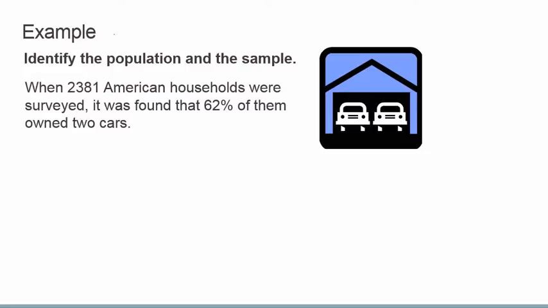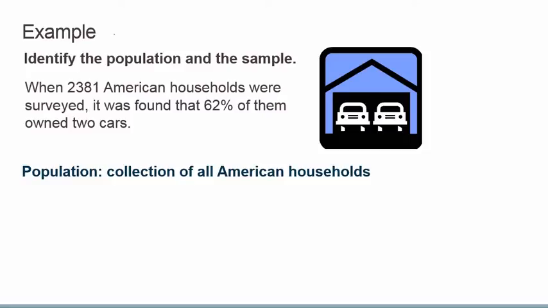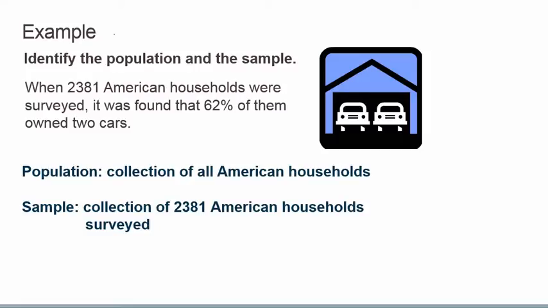In this example, identify the population and the sample. When 2,381 American households were surveyed, it was found that 62% of them owned 2 cars. American households were surveyed, so our population is the collection of all American households. They didn't talk to everyone in the American households. They only talked to 2,381. So our sample is the collection of 2,381 American households surveyed.